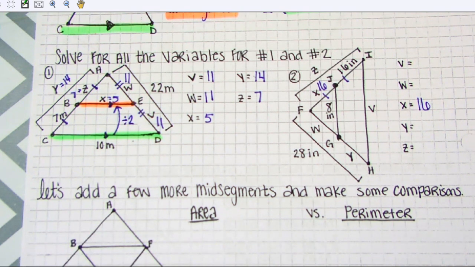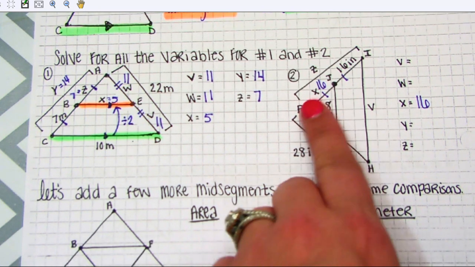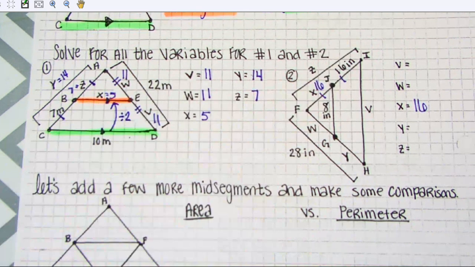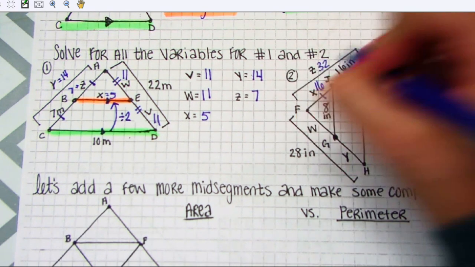16 and 16, we're looking for Z. How do these two help us find this segment? Yeah, so you use the segment addition postulate. You add 16 plus 16, so what is that? 32. So Z is 32.